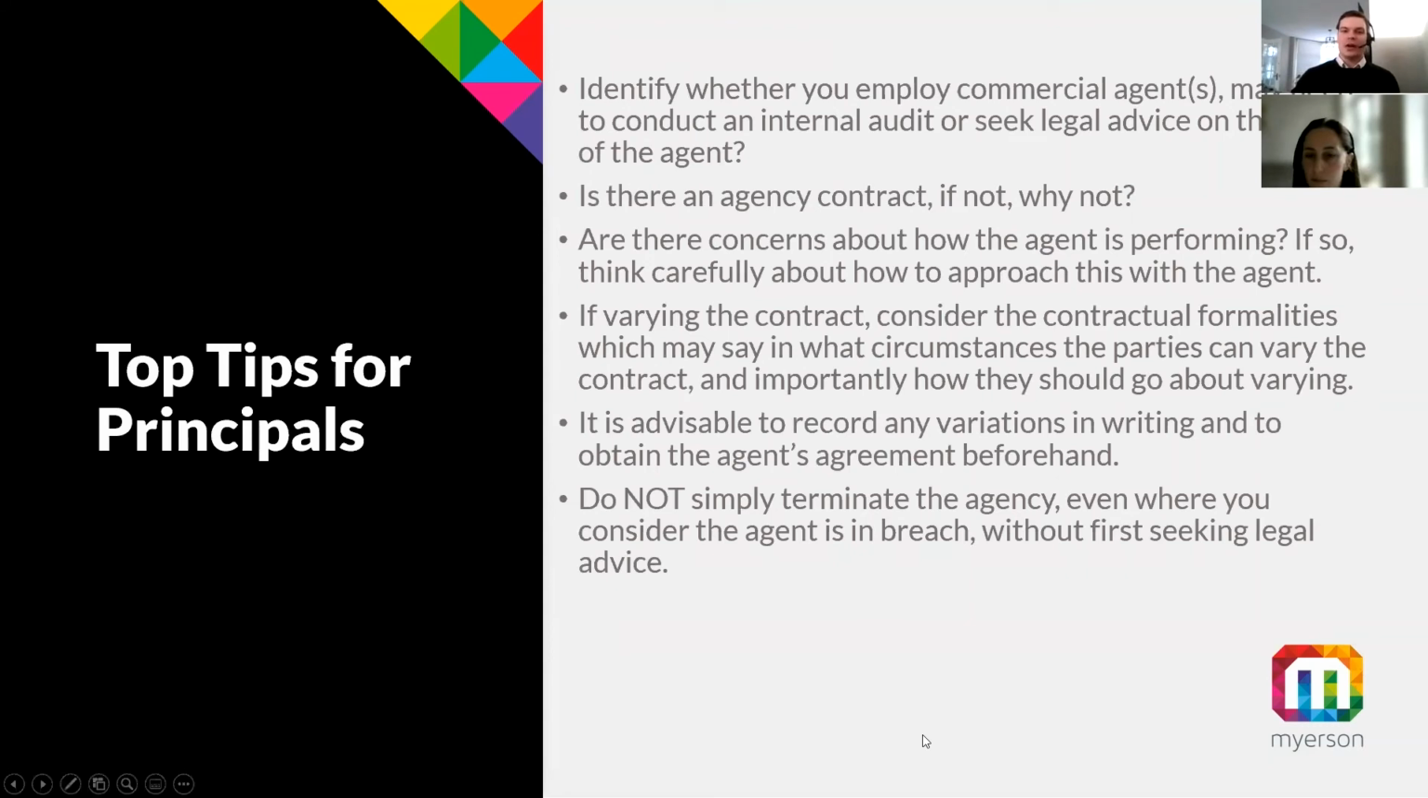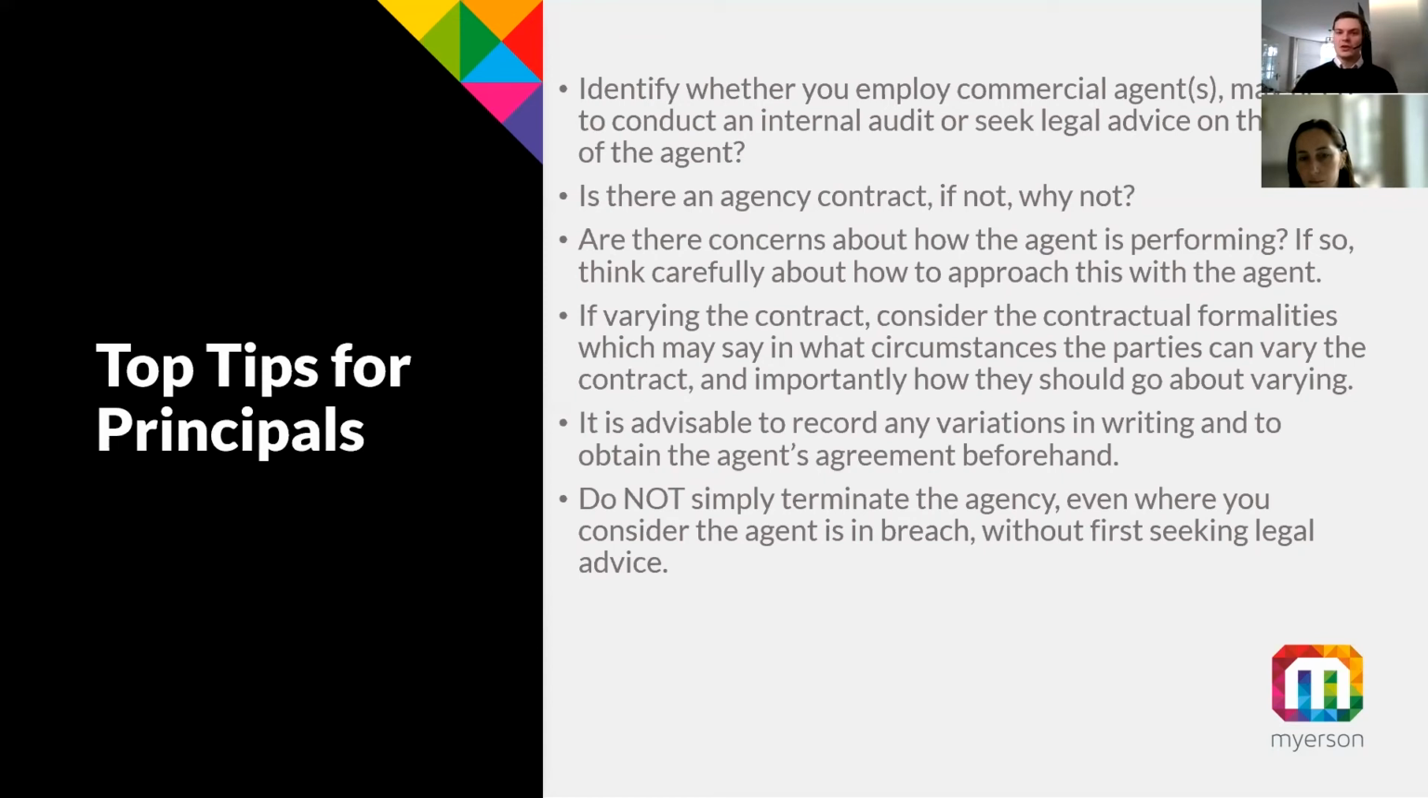So in summary, our top tips for principals are: identify whether you have any commercial agents working for you. You may need to conduct an internal audit of your business or seek legal advice to determine the answer to that question, but it's certainly a worthwhile exercise and can avoid some nasty surprises in the future, especially whenever it comes to terminating the contract of the agent. Find out whether there's a written agency contract. If there is, just make sure you're familiar with its terms and what the parties' obligations are.